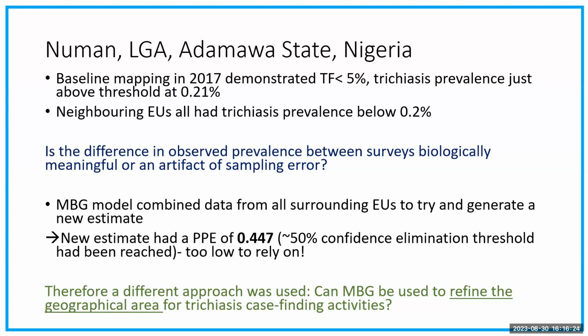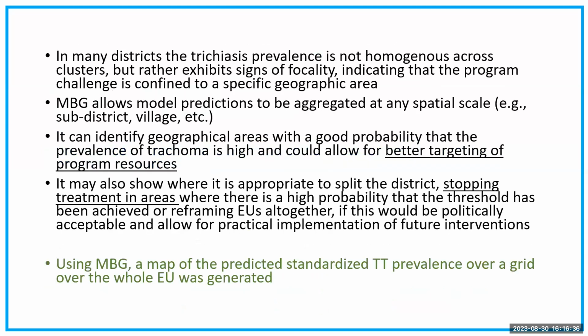So therefore, a new approach was used, and this was to see whether MBG can be used to refine the geographical area for trichiasis case finding activities. We were interested in this because in many districts, the trichiasis prevalence is not homogeneous across clusters, but rather exhibits signs of focality, indicating that the programme challenge is confined to a specific geographic area.